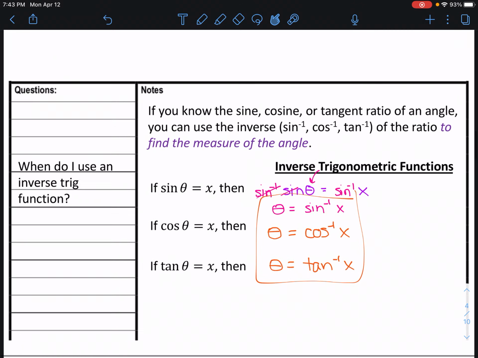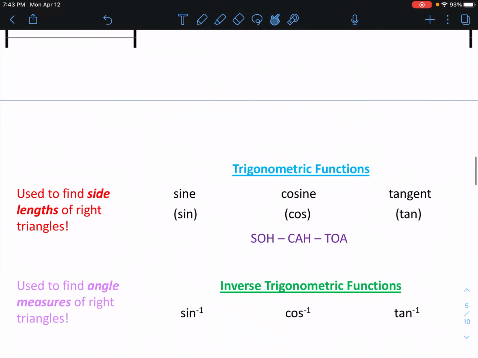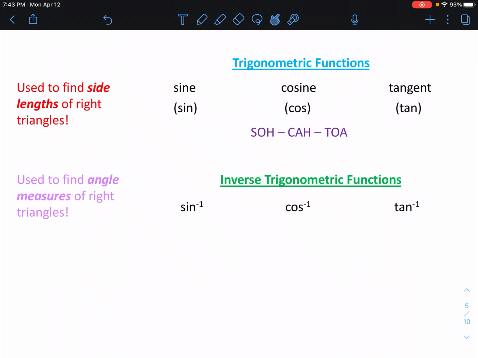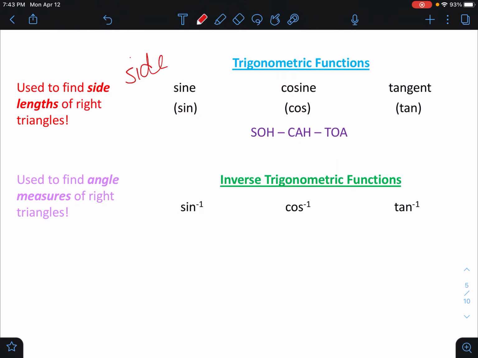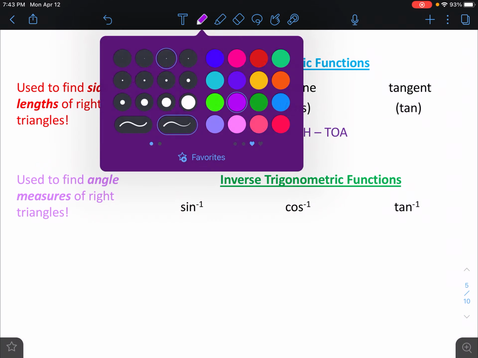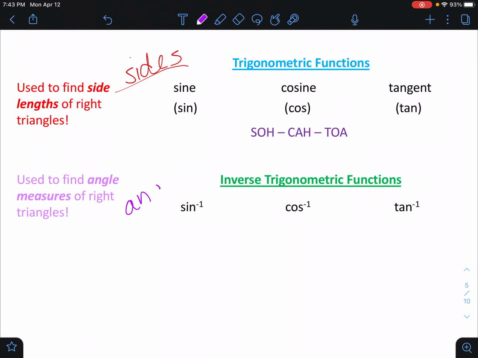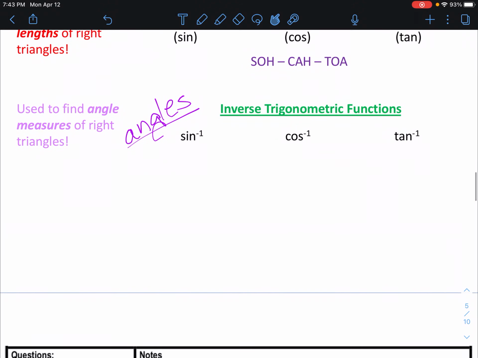Really, that's a fancy way of saying what is right here is really trig functions, sine, cosine, and tangent. These are used to find side lengths of triangles. So these are for sides. Inverse trig functions are used for angles, if I want to know angles of right triangles. So that's really what you want to keep in mind. If you're trying to find a side, use sine, cosine, or tangent. If you're trying to find an angle, use inverse sine, inverse cosine, or inverse tangent.